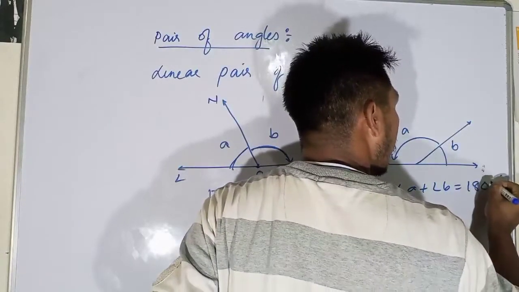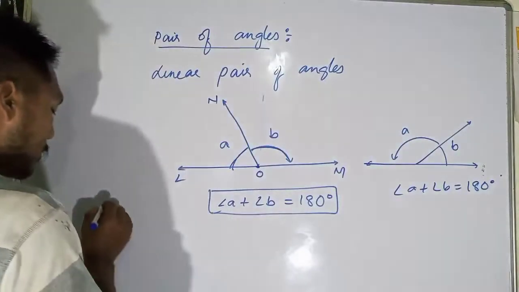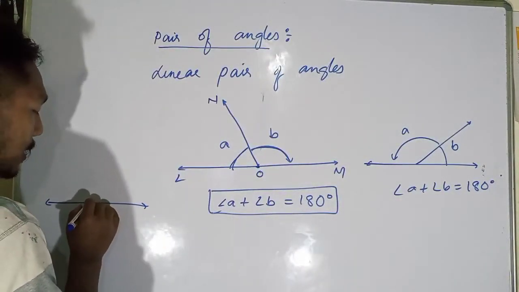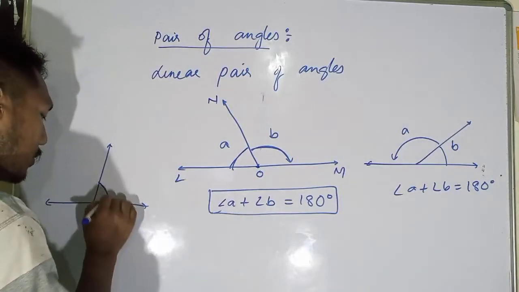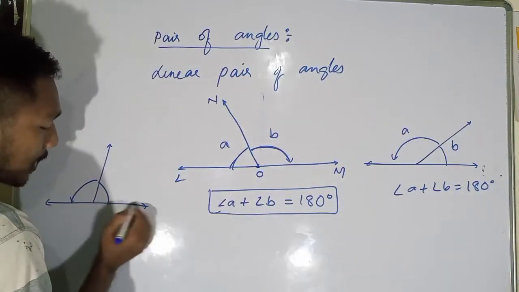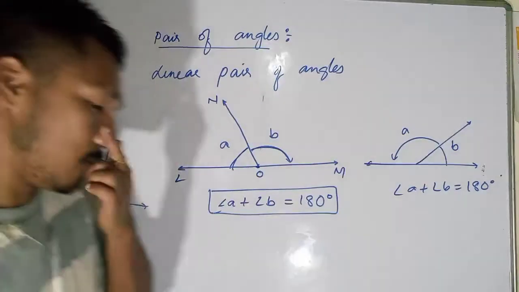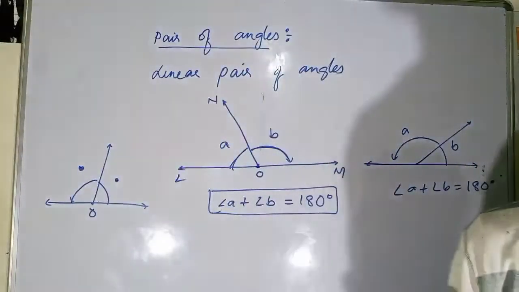equal to 180 degrees. Or your angle may be this way also, in this way also. So this is a linear pair of angles because it's a straight line. This angle plus this angle is always equal to 180 degrees.